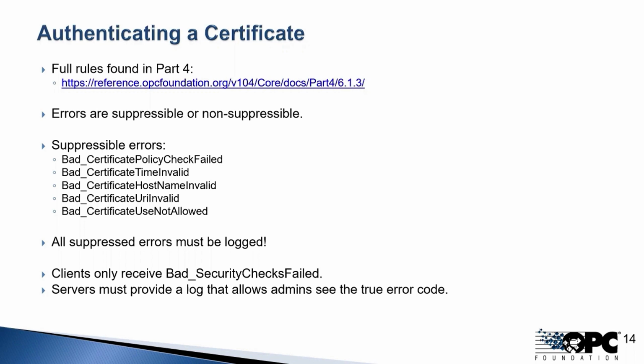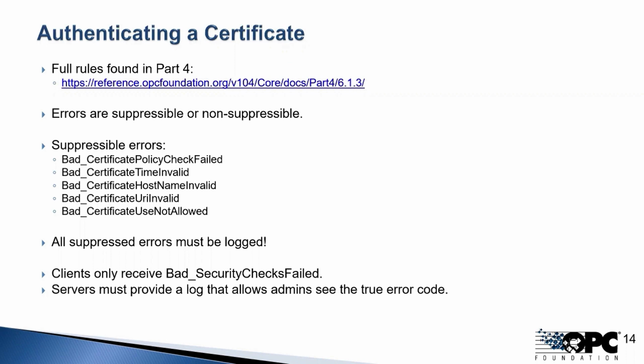One important concept to remember is there's two types of errors. There's suppressible and non-suppressible errors. Suppressible errors are things like expiry time, where yes, it's an error, but in some situations you can choose to ignore them. Errors that are not suppressible mean that you simply cannot connect as long as those errors exist, and fixing those errors may require that you get new certificates issued to the applications.